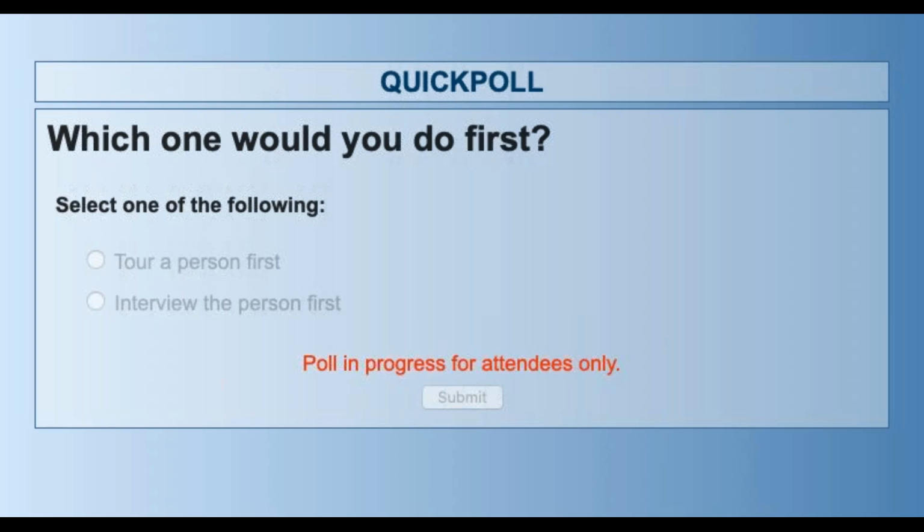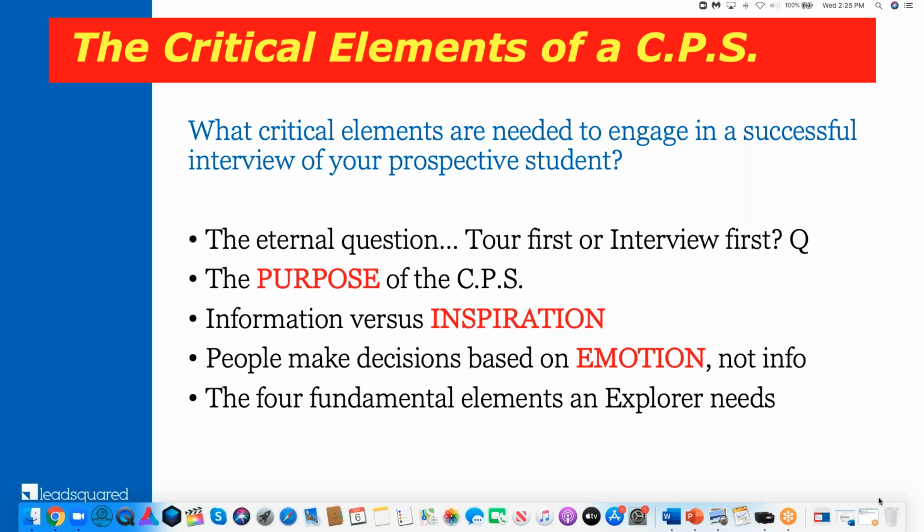All right, let us close that poll up. And survey says, 45% opted for tour a person first, and 55% opted for interview the person first.